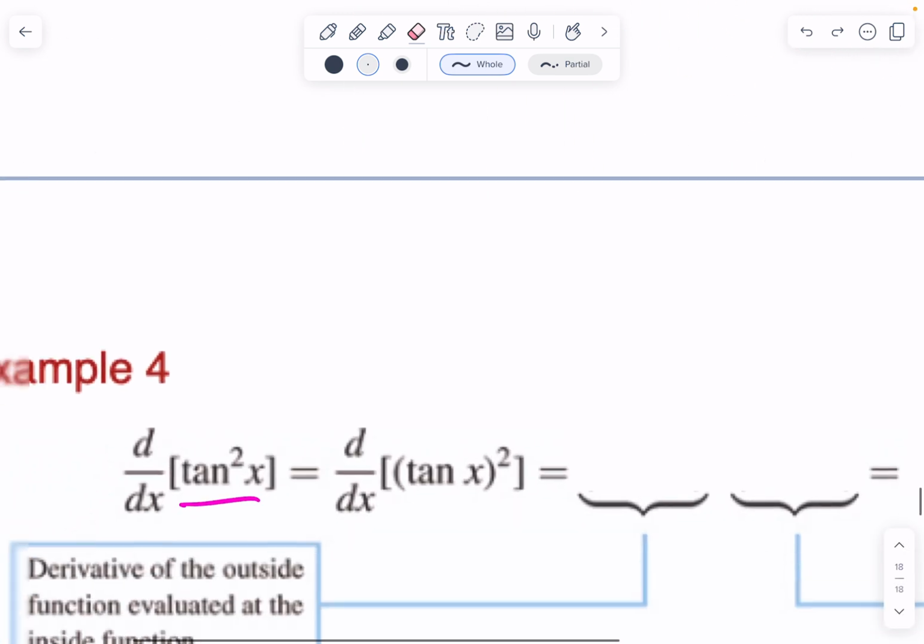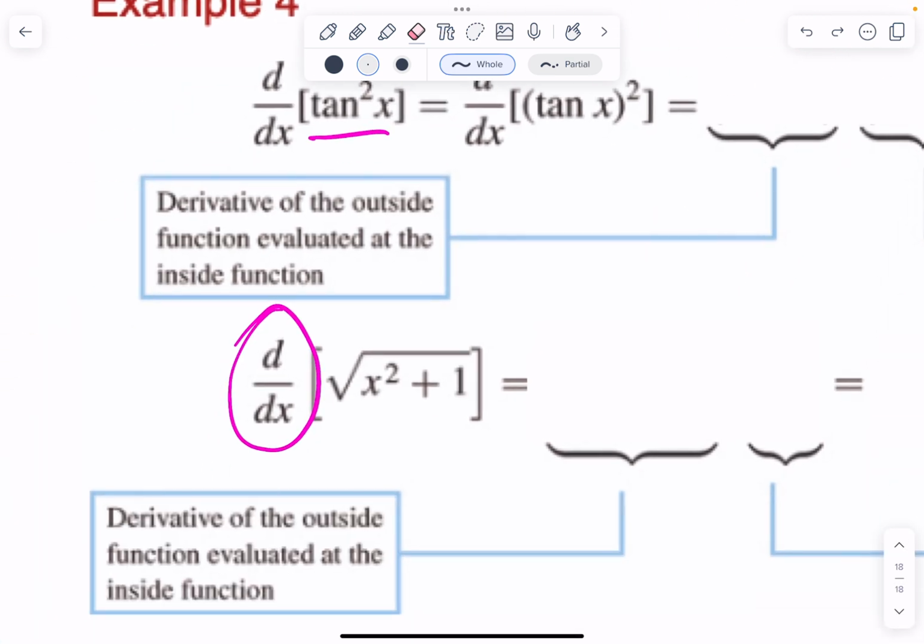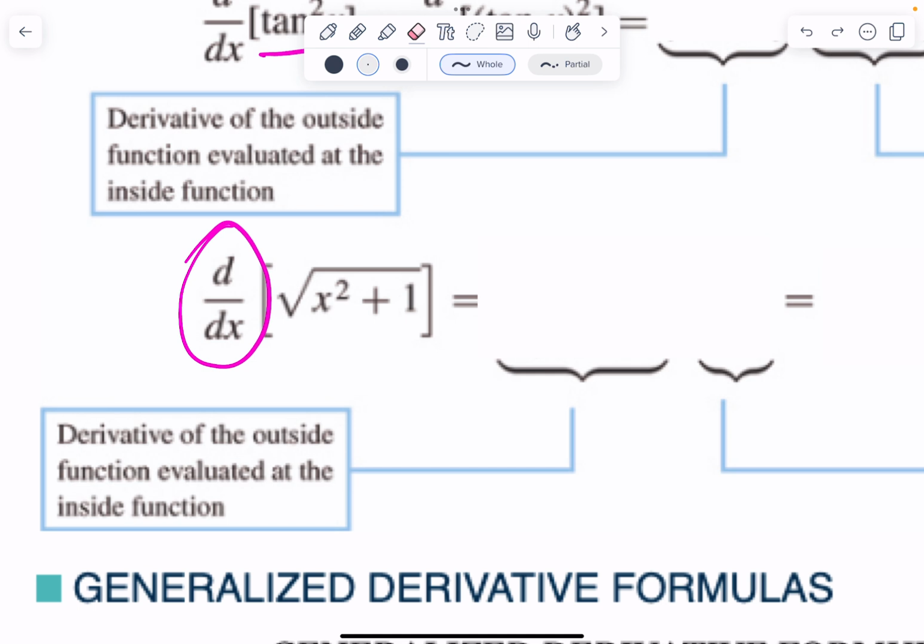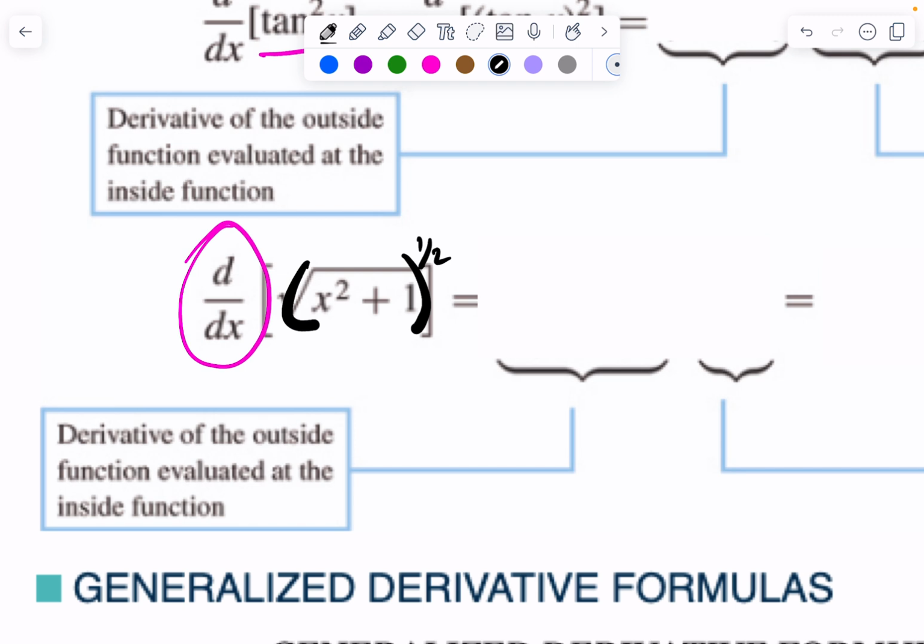All right, now let's go down and do our square root one. All right, do your very, very best to follow along. Here we go. This one, square root. Anytime you see a square root, before you take the derivative, change it to the 1/2 power. So this is now to the 1/2 power. We're rewriting it as the 1/2 power.